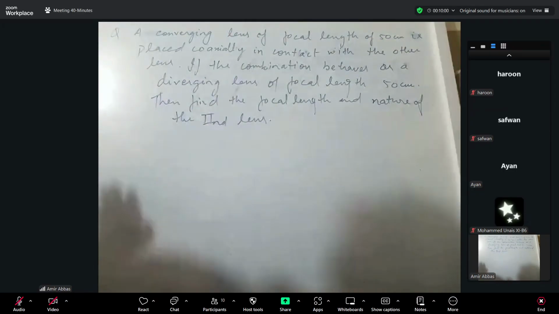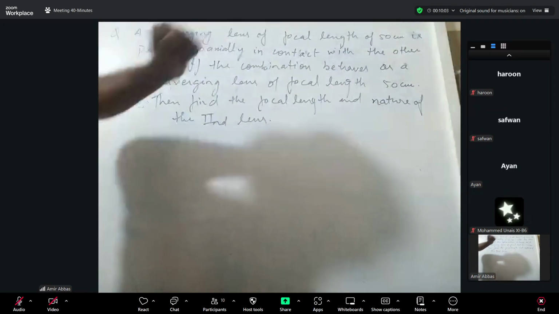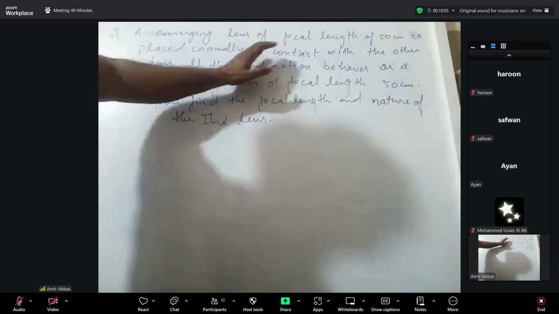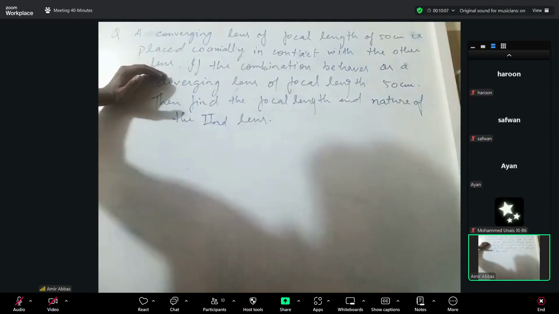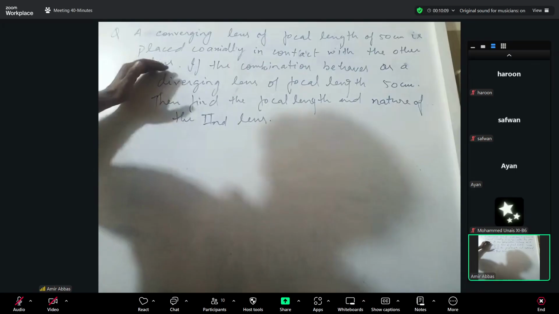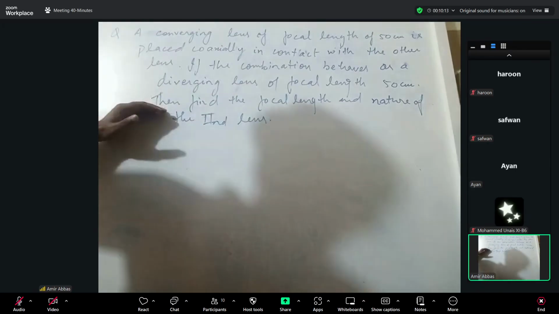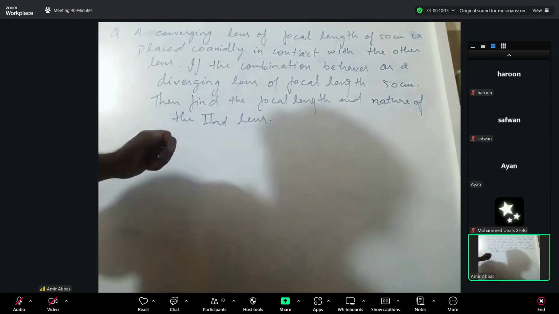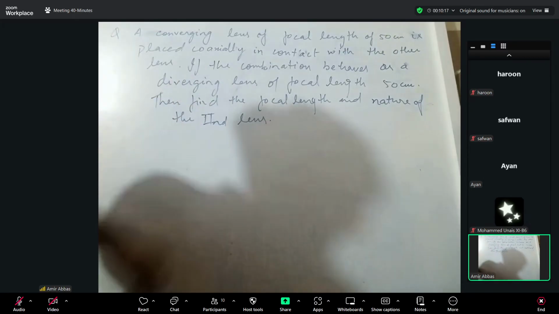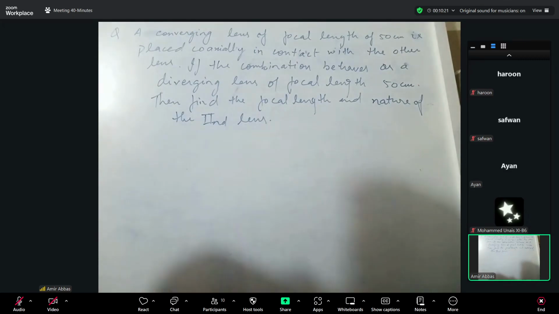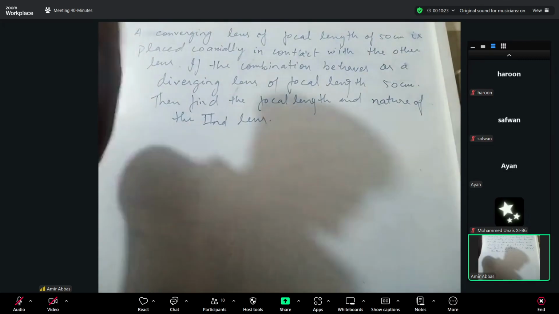Okay, the question is: a converging lens of focal length 50 centimeters is placed coaxially in contact with another lens. If the combination behaves as a diverging lens of focal length 50 centimeters, then find the focal length and nature of the second lens. Have you got the question, beta?